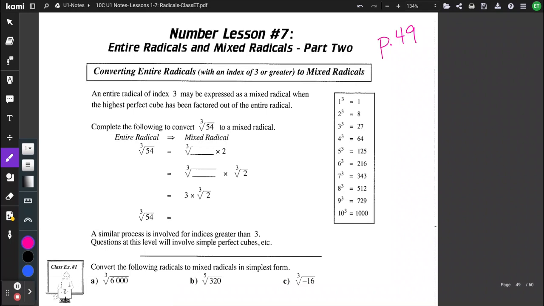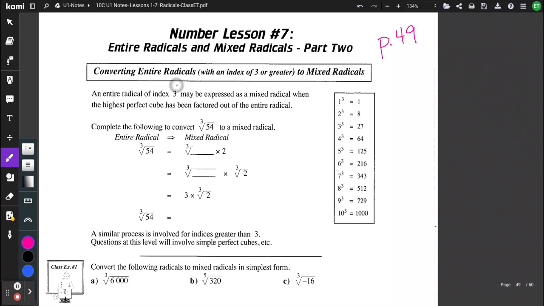Okay, this is lesson 7. We're changing entire and mixed radicals back and forth. We looked at converting square roots. Now we're going to look at converting cube roots. So when we looked at square roots, we were dividing by perfect squares. This time we're going to divide by perfect cubes.